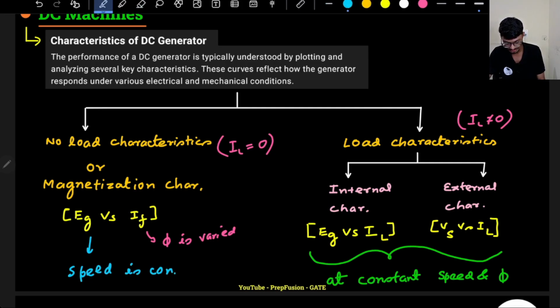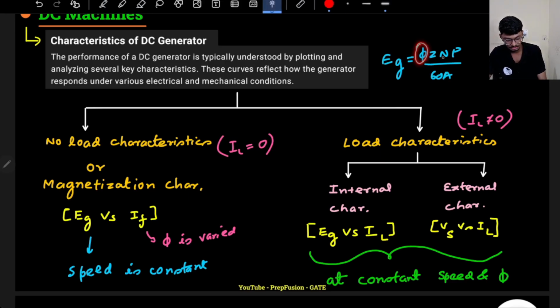Because of the very basic formula we have derived: generated EMF Eg equals phi ZNP divided by 60, right? If I am varying my flux and I also vary my speed, I won't be able to measure the variation due to flux, because speed will also vary. So I can vary only one variable here, so that I can quantify how the induced EMF depends on the flux. That's why I will keep the speed constant and vary my flux, so my induced EMF will depend on flux.